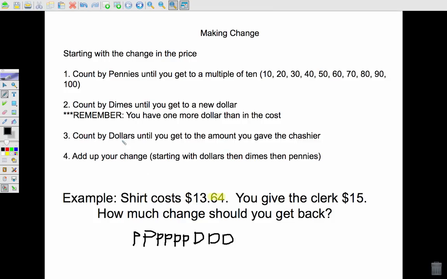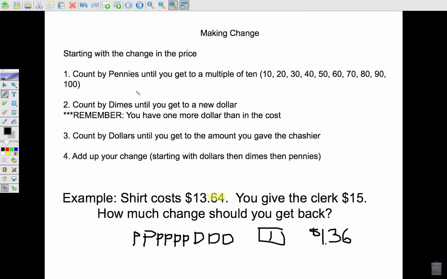Says then I need to count by dollars until I get to my dollar amount that I gave the clerk. I gave the clerk $15. I have $14. That means I need one more dollar back in order to go from $14 to $15. The last thing I need to do is add up my change. I start with my dollars, so I had $1. Then I go to my dimes. I had 10, 20, 30, and then pennies, I had 1, 2, 3, 4, 5, 6. So altogether my change was $1.36.